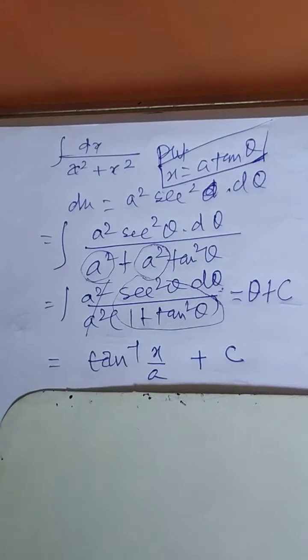Tan inverse of x by a. Check properly. Is it okay? There is somewhere a correction required. Can you tell me the correction?